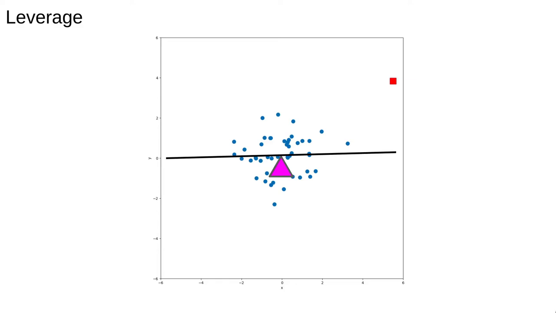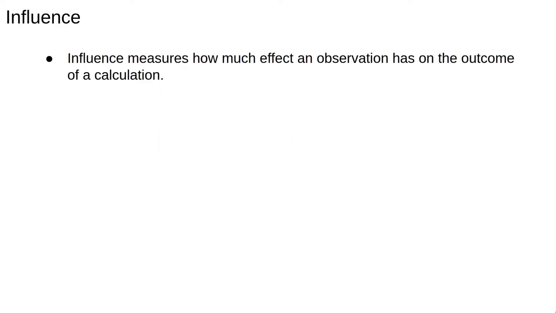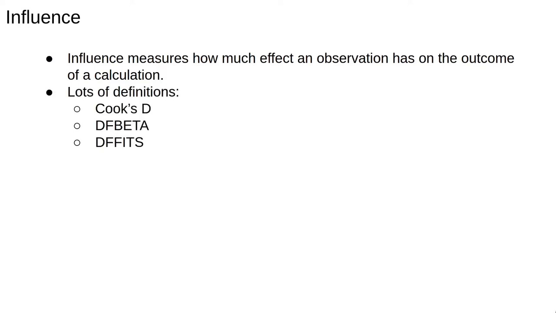This brings us nicely onto the idea of the influence of a data point. Influence is the effect a single observation has on the outcome of a calculation. For us, it is a measure of how much a single data point affects the values of the parameters obtained in a model fit. There are lots of ways to formalize this. Some common ones are what's called Cook's D, DFBETA, and DFFITS. The simplest one, in my opinion, is DFBETA.